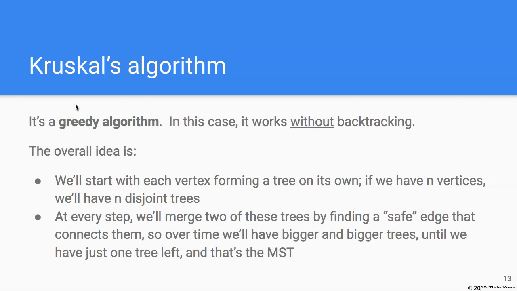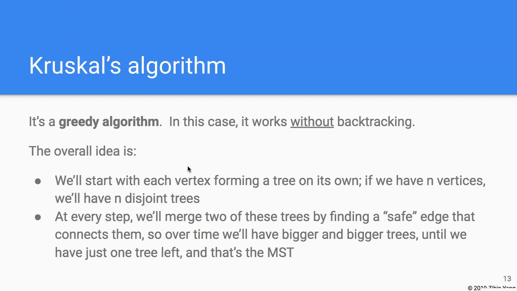I want to point out that Kruskal's algorithm is one of the greedy algorithms. If you remember what a greedy algorithm is, if a company is run by a greedy algorithm, the company would try to maximize a quarterly profit rather than maximizing the total profit over, say, a decade. Anyway, this is a greedy algorithm that can work without doing any sort of backtracking.